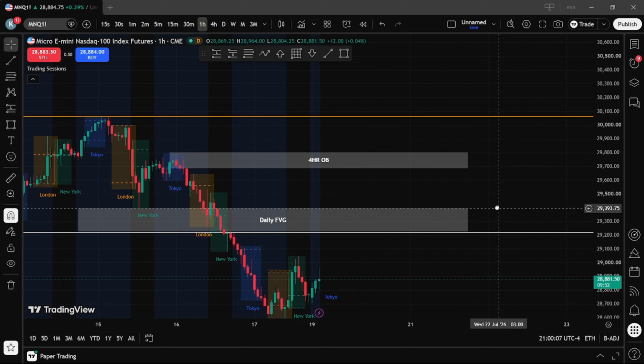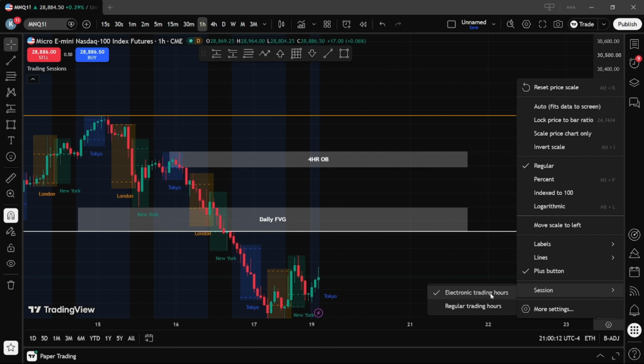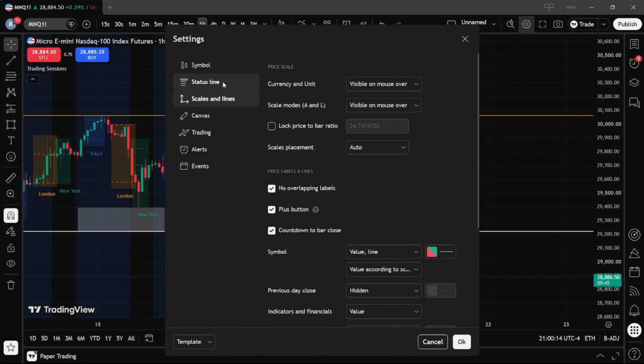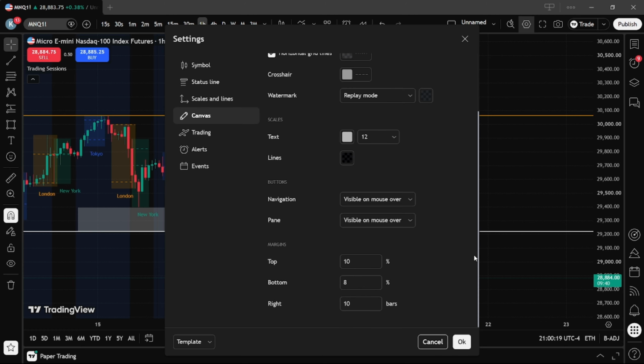So as I don't like how this blue on this chart looks, I just need straight black. Canvas, solid.